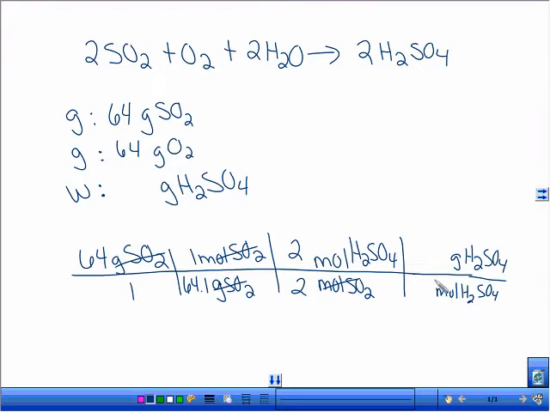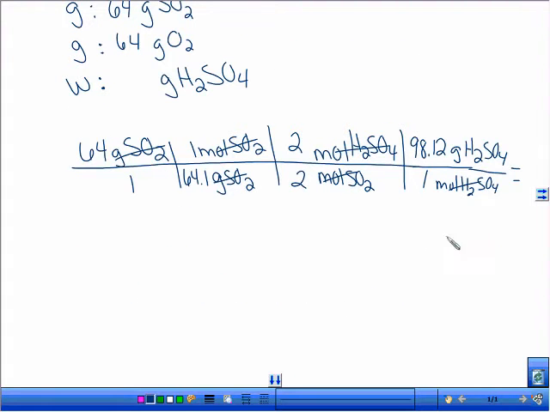And this is not mole over mole, so this mole will be a 1. Anytime I'm pulling from the periodic table, it's always 1 with the word mole. I've got 2 hydrogens, 1 sulfur, and 4 oxygens. I'm going to add up off the periodic table, and that adds up to 98.12 grams. And I'm going to then just crunch my numbers, do the math. And when I do this math for this problem, I'll find that I can make 98 grams of sulfuric acid.